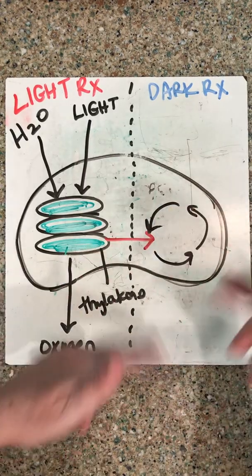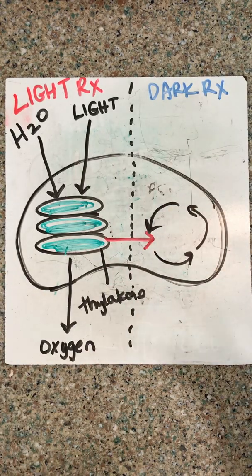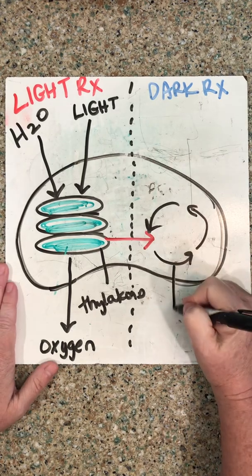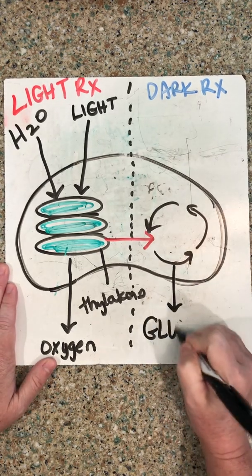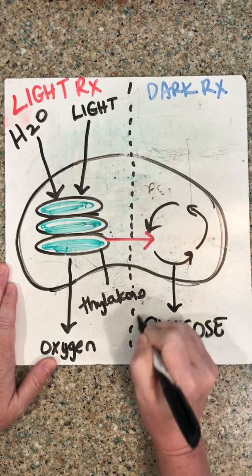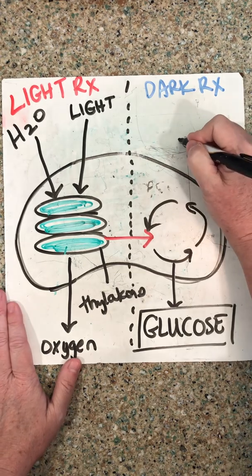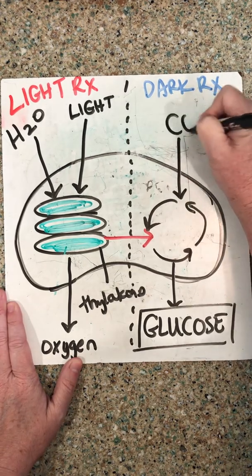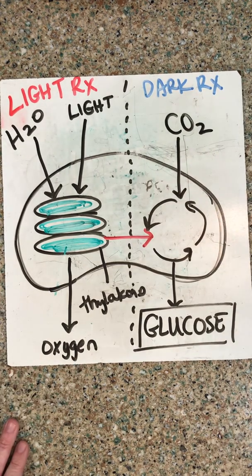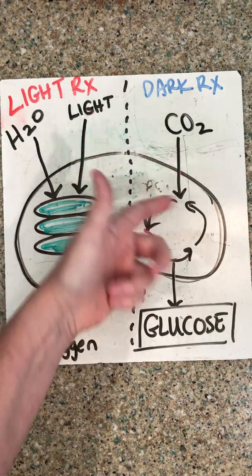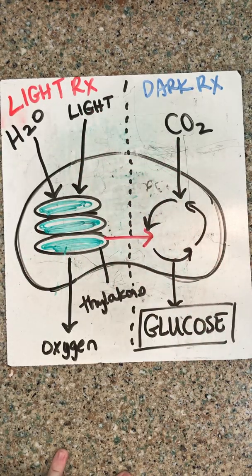It's going to cycle and churn, and its ultimate end result is glucose. It is creating its food. So it's turning light into food. And then the missing piece is CO2. So CO2 is what is needed to make all this happen.